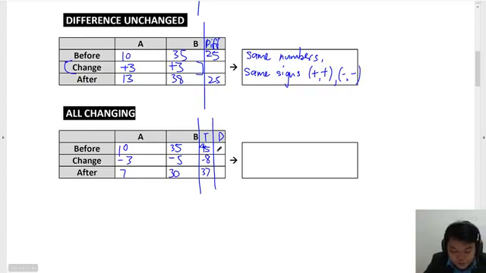Then the difference over here between B and A, 35 minus 10 will give you $25. And the difference after will be 30 minus 7 to give you 23. So there was a decrease of $2 here. How do we know that this is an all changing quantities scenario? You want to look at the change row first. And you will see that you have different numbers.